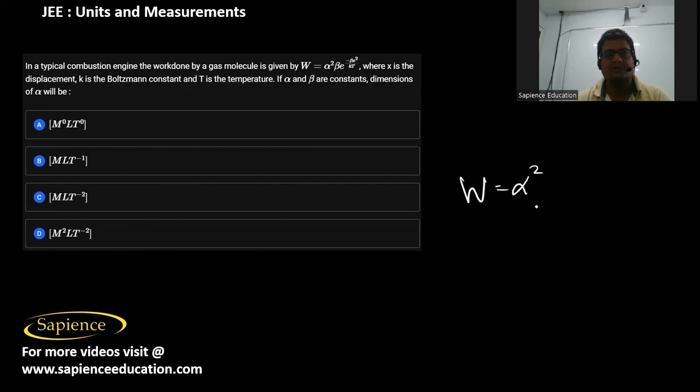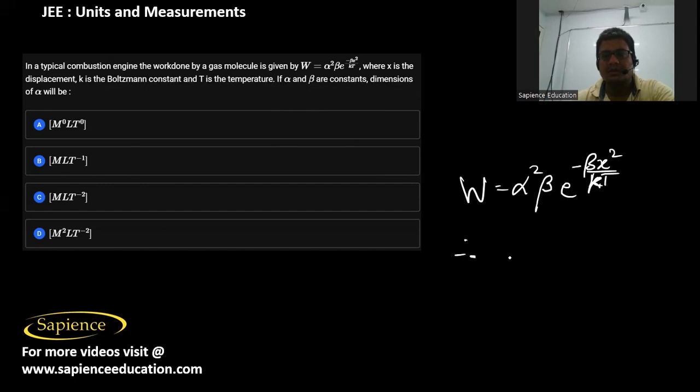W equals alpha square beta E power minus beta x square by kT, where x is the displacement, k is the Boltzmann constant, and T is the temperature. If alpha and beta are constants, the dimensions of alpha will be.